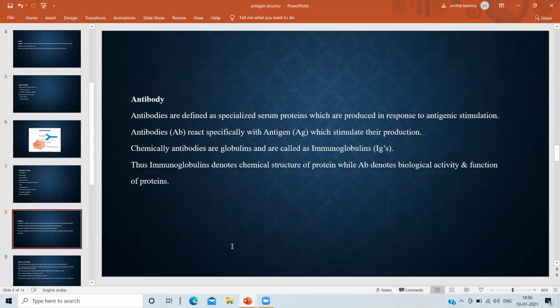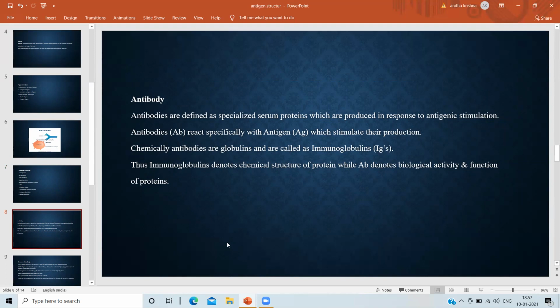Now, talking about antibody structure. As we have already learned, antigens are nothing but proteins. Antibodies are also defined as specialized serum proteins. These are also proteins, but from where are they produced? They are produced in response to antigenic stimulation. Generally, antibodies are produced by plasma cells: B lymphocytes produce plasma cells, and plasma cells produce antibodies. We have seen this sequence when dealing with humoral and cell-mediated immunity, how antibodies are produced in response to an antigen.